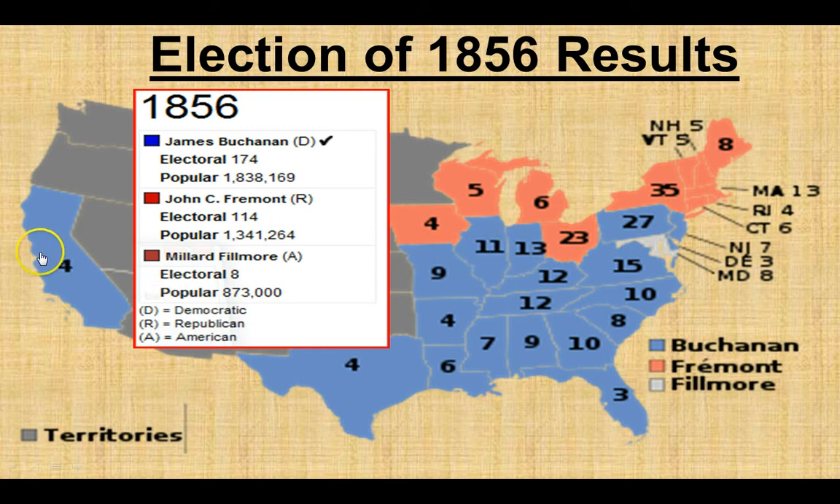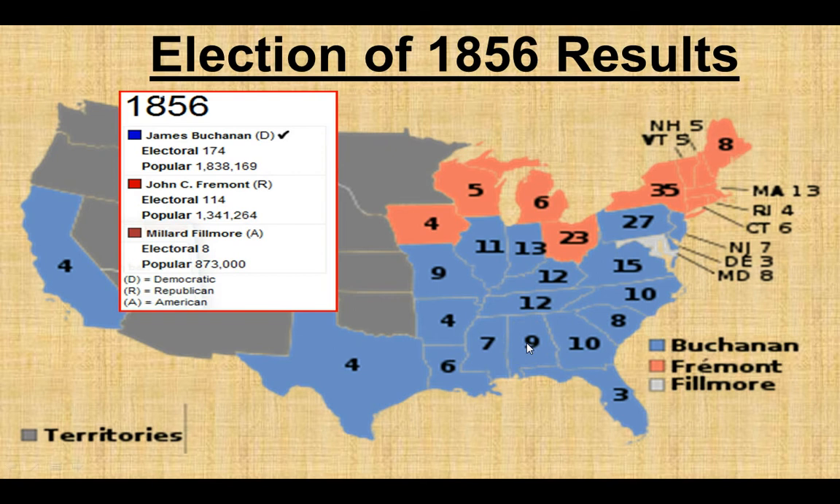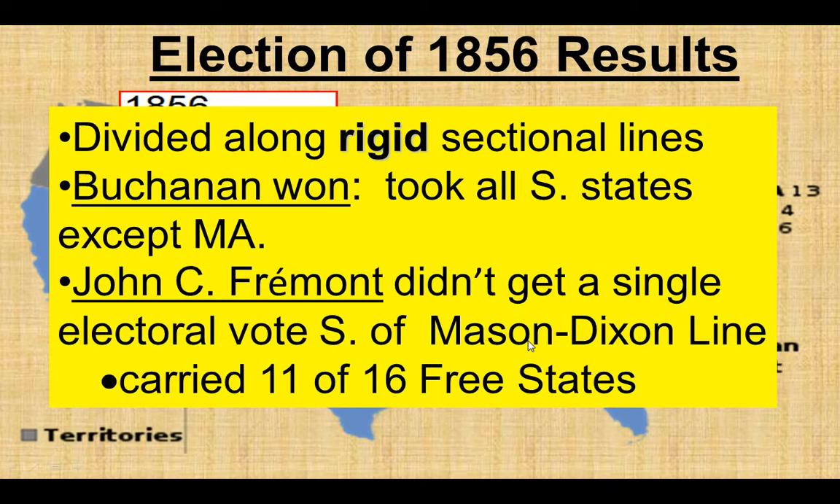Other than we got California out here going Democrat yet also, but we can see that solidly the South is Democrat, and that's a phrase to remember. Maybe annotate and write down: solid South Democrat, starting about here now for a little while. Basically, this election is showing that we have a divided country with rigid sectional lines for our political parties.